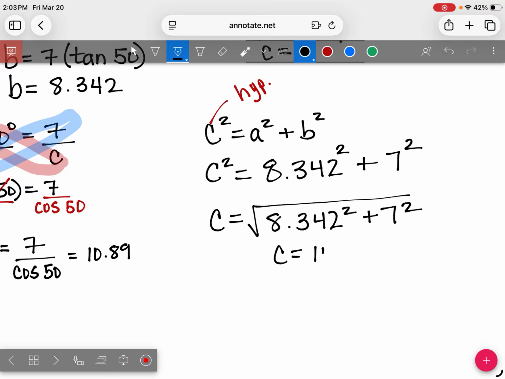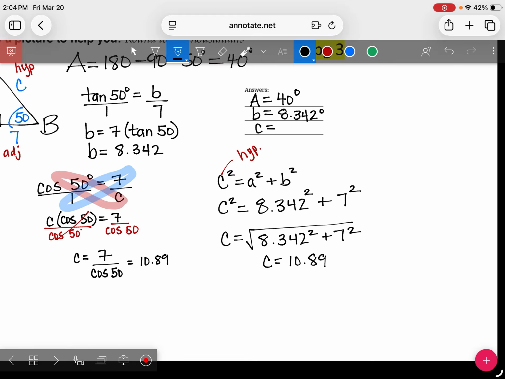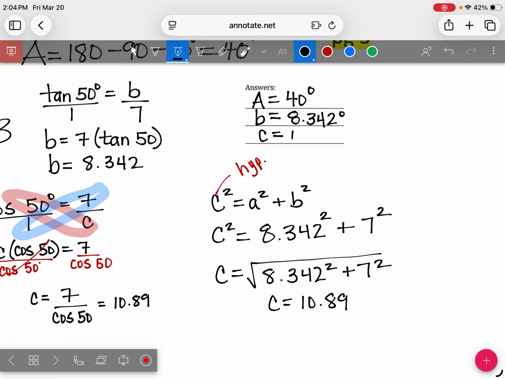So again, it does not matter how you choose to find that third side. You can use trig or you can use the Pythagorean theorem. All right, we just have one more question and then we will end for today. We're going to solve one more triangle and then we'll pick up here on Monday.